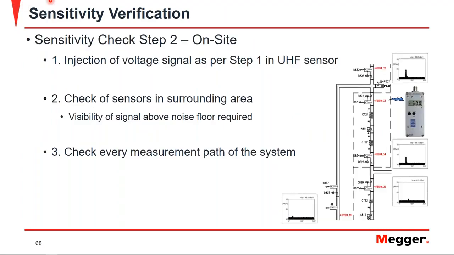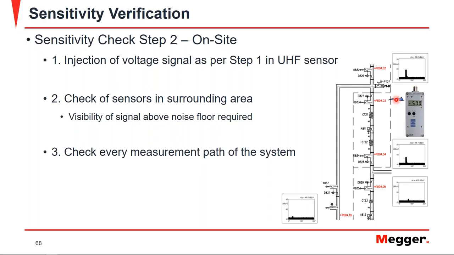Next is our step 2, which is our on-site step. The idea is to inject the voltage that you found per step 1 into a UHF sensor, and then measure the surrounding sensors. So we can see here we've injected our voltage that we found, and we can see the UHF signals or the PD signals that are found at the other UHF sensors.